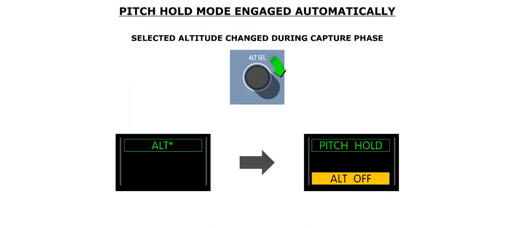The autopilot will automatically default to the pitch hold mode if the selected altitude is changed during the capture phase. Therefore, the AFCS mode used to capture the new altitude must be reselected on the AFCS control panel. An amber ALT off label is displayed in the FMA when the selected altitude is changed.